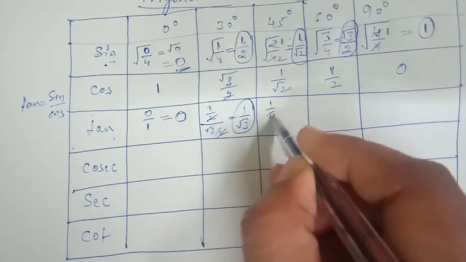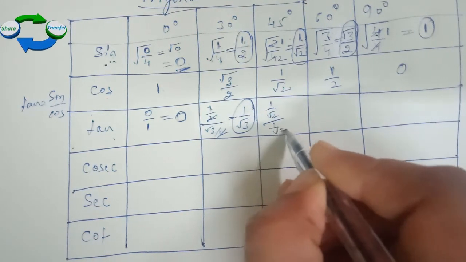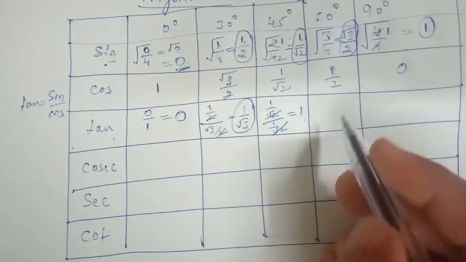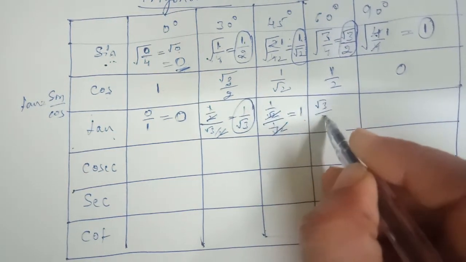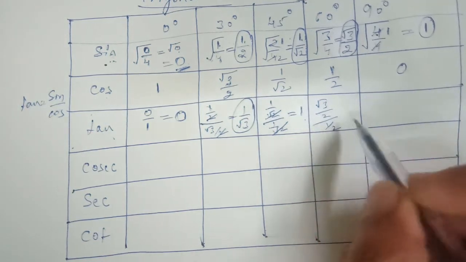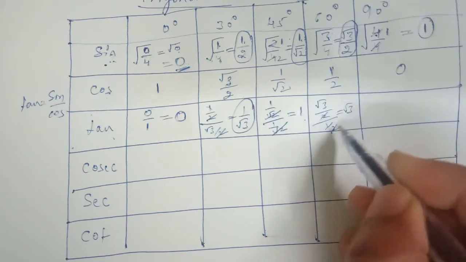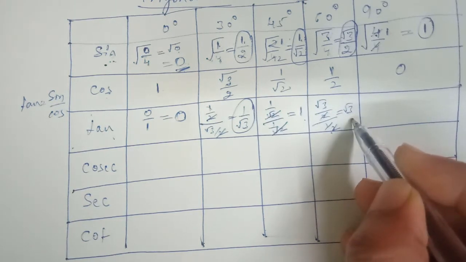Here we have 1 upon root 2 divided by 1 upon root 2. Both will be cancelled. So we get the value 1. Here we have root 3 upon 2 divided by 1 upon 2. So 2 and 2 denominator will be cancelled. So we get root 3 upon 1. So no need to write the denominator 1.